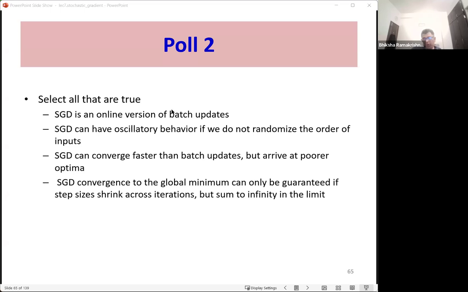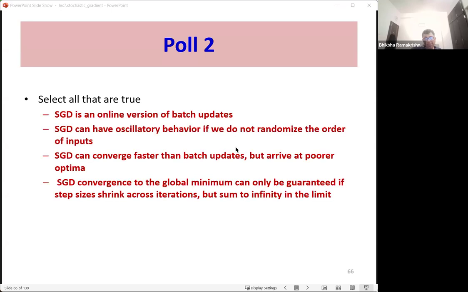Okay, first statement, true or false? It's true. Online methods are better where you make computations as data come in. Second one, true or false? True. Third one, fourth. Right? So SGD is an online version of batch updates. It can have oscillatory behavior. If you don't randomize the order of inputs, it can converge faster than batch updates, but arrive at poorer minima. And convergence to the global minimum can only be guaranteed if step sizes shrink across iterations, but sum to infinity in the limit.